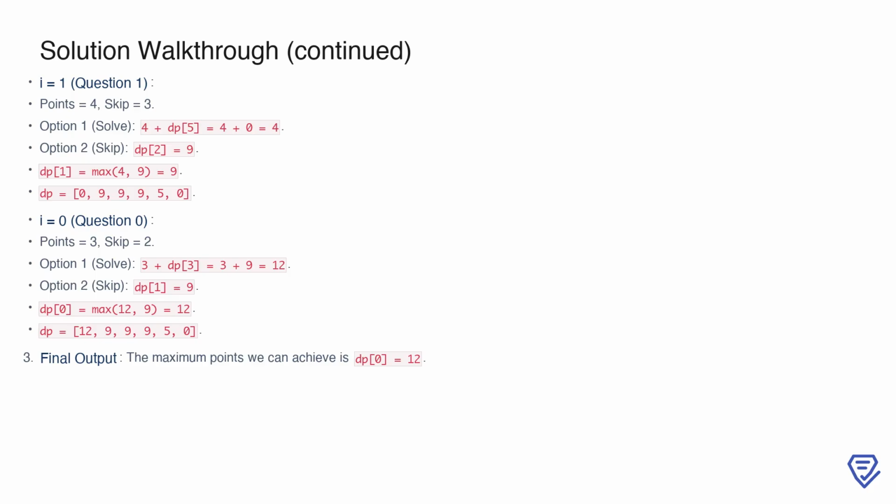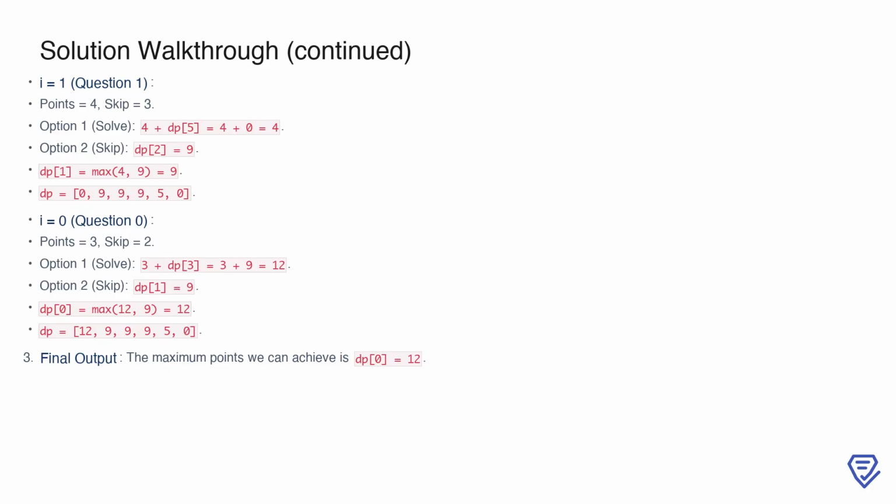Now, we evaluate question 1, which offers 4 points and requires skipping 3 questions. If we solve it, we get 4 plus dp[5], which is 4. If we skip it, we take dp[2], which is 9. Skipping is the better option, so dp[1] is set to 9. The DP array is updated to 0, 9, 9, 9, 5, 0.